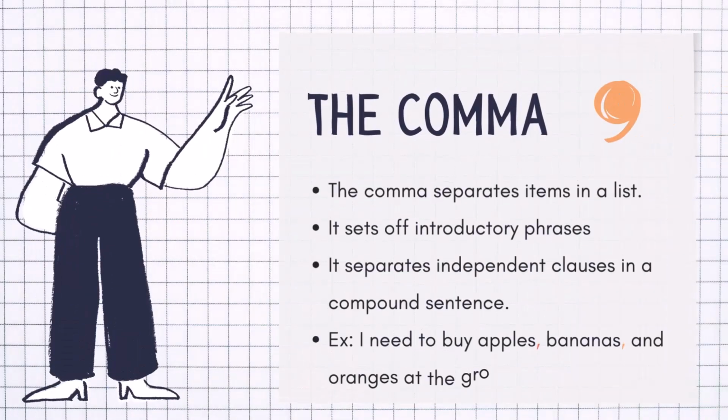The comma. The comma separates items in a list. It sets off introductory phrases. It separates independent clauses in a compound sentence. Example: I need to buy apples, bananas, and oranges at the grocery store.